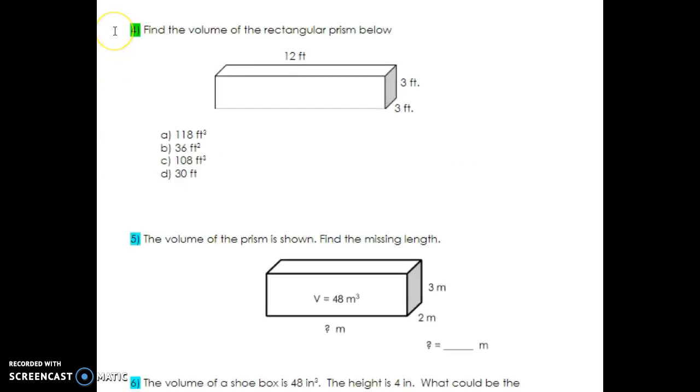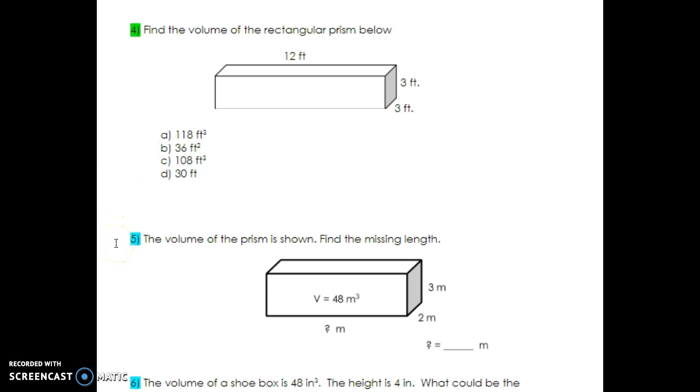Number 4, find the volume of the rectangular prism below. You have 12 feet, 3 feet, and 3 feet. Please pay attention when choosing your answer that you label it correctly.